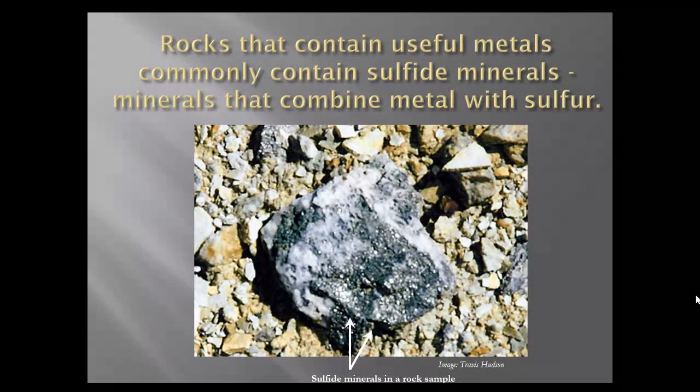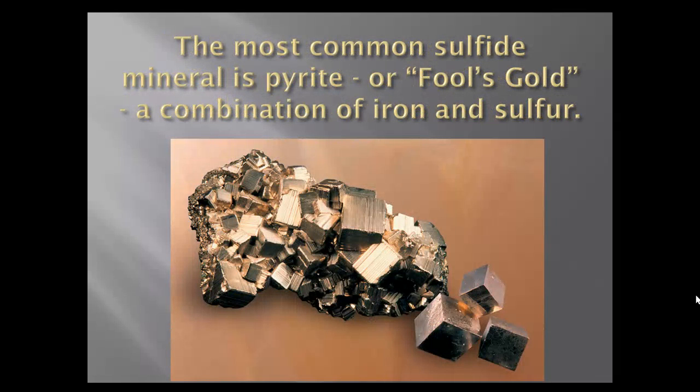So this picture is showing the sulfide minerals in the rock. One of the most common ones is actually really beautiful. It's pyrite. It's sometimes called fool's gold because people would mistake it for gold, but what it actually is is iron and sulfur together. And you can tell that it's not gold because it's got these faces on it. It forms crystals with faces, and gold doesn't do that.